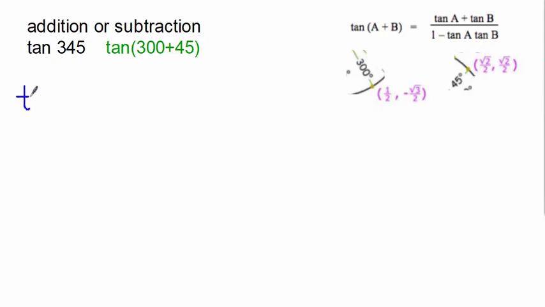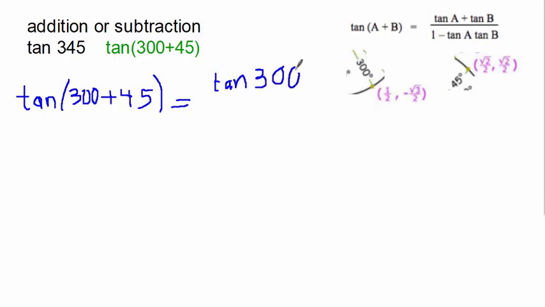And I need to write out the formula: every single A gets replaced with 300, every single B gets replaced with 45. So on the top it's tangent of 300 times the tangent of 45. On the bottom, it's times.